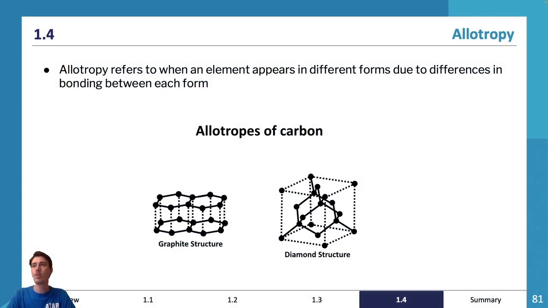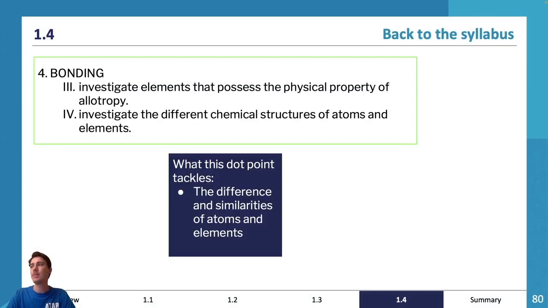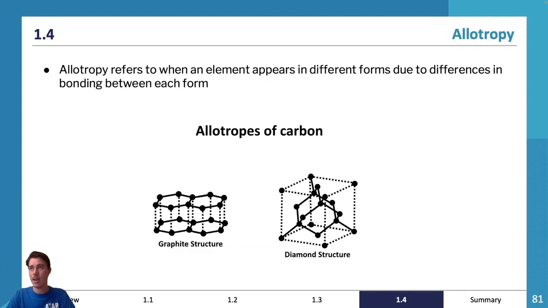Now, it also wants you to investigate elements that possess physical properties of allotropy, and electropy, probably the better way of saying it. And then investigate the different chemical structures of atoms. So, allotropy, I can never say it properly. Allotropy refers to when an element appears in different forms due to the differences in bonding between each form.